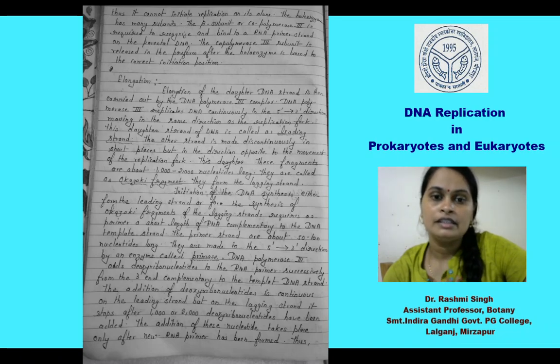Initiation of DNA synthesis, either for the leading strand or for the synthesis of Okazaki fragments, needs a primer. The primer strands are about 50 to 100 nucleotides long. They are made in 5 prime to 3 prime direction by an enzyme called primase. DNA polymerase III adds deoxyribonucleotides to these primers successively from the 3 prime end, complementary to the template DNA strand.